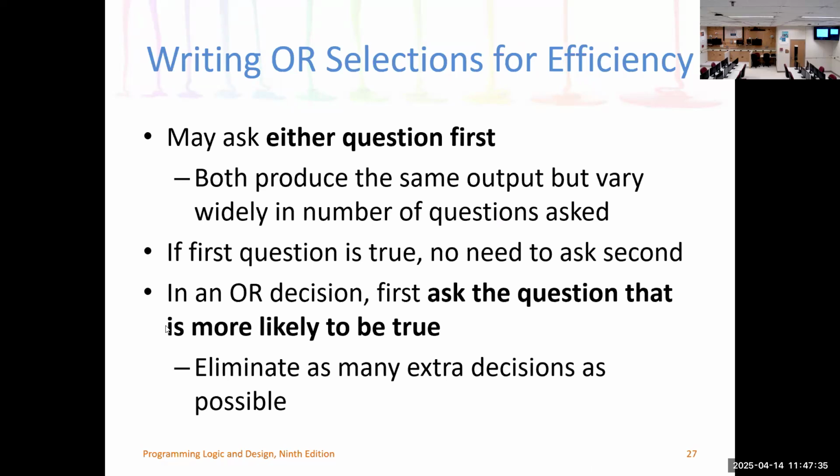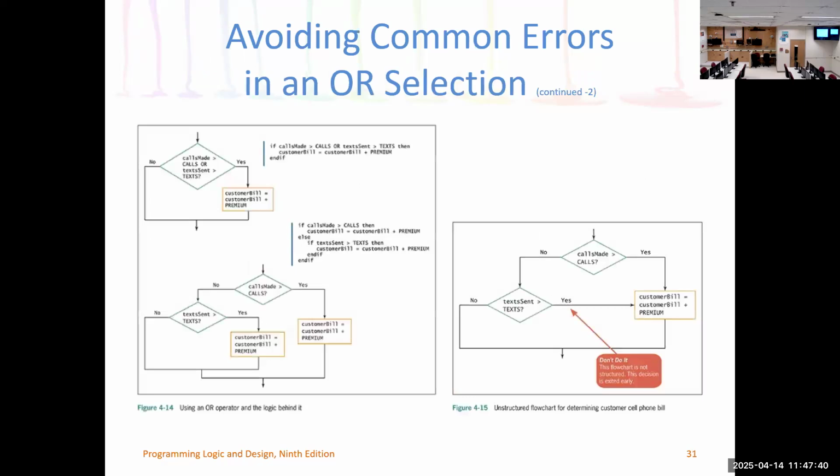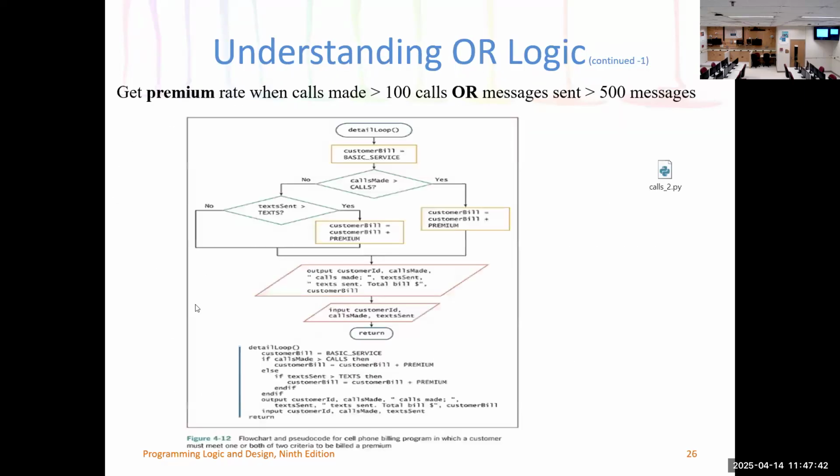You can ask either question first, it doesn't matter. Think about this one. Think about my program here. To get the premium rate, you must make more than 100 calls or send more than 500 messages.